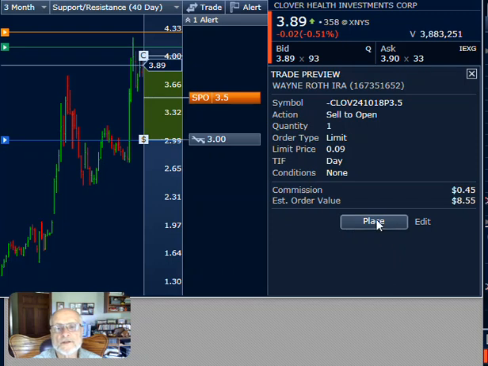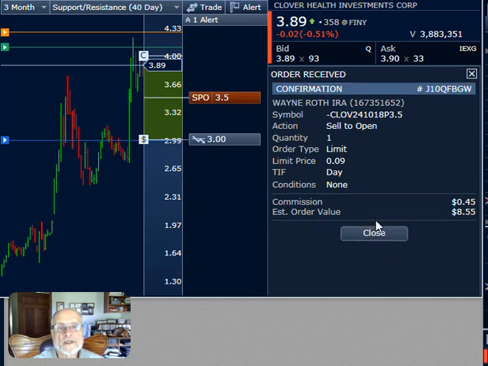So if I place this order, we should see that it shows up as a sell put option for $3.50, and if that price is accepted by a buyer, I would receive $8.55.